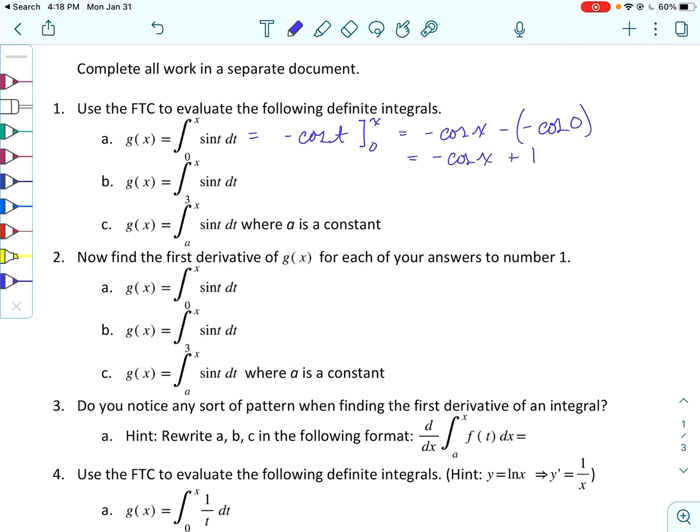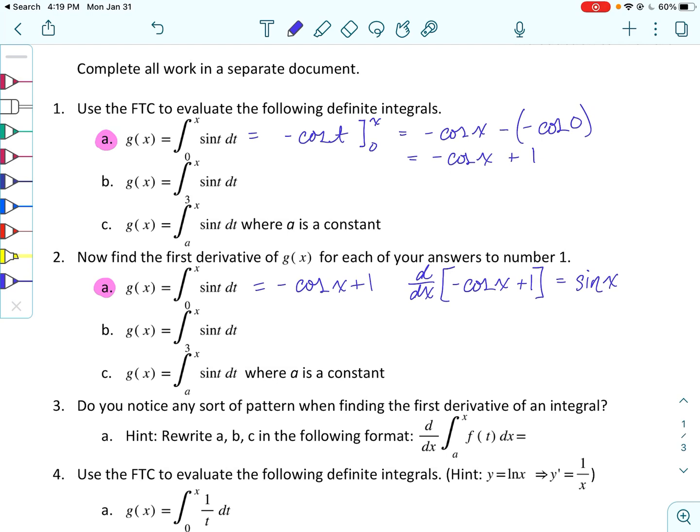plus 1. So now if I take this and I set it equal to, down here, this is equal to negative cos x plus 1, right? Because that's the integral from 0 to x of sine t dt. So the derivative with respect to x then of negative cos x plus 1 is going to be, well, the derivative of cosine is negative sine, so the negatives cancel, so I get sine x, and the derivative of 1 is 0. So I get sine x.